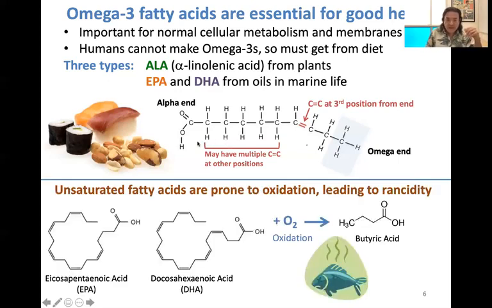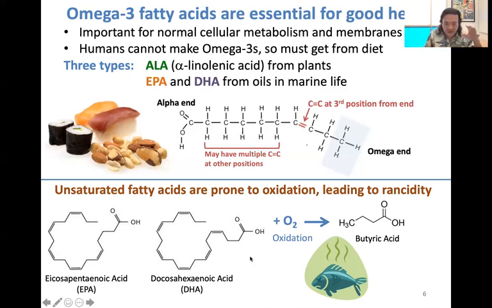Okay, so this is an interesting point. Here you have those two fish-derived omega-3s. EPA is eicosapentaenoic acid, DHA is docosahexaenoic acid.